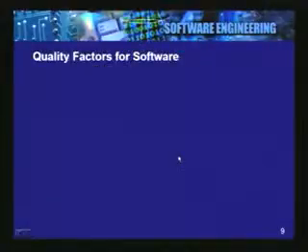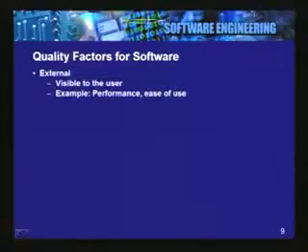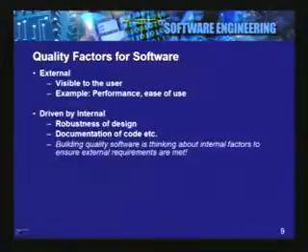So what are the quality factors in software that we need to be watching out for? The quality factors can be divided into two main categories. One is external, external implying that it is visible to the user. An obvious example of this is performance. If a software is slow, it is easily perceived by the user. Ease of use is another example. And the other factors are driven by internal needs, such as robustness of design.